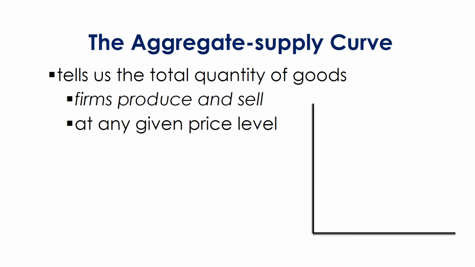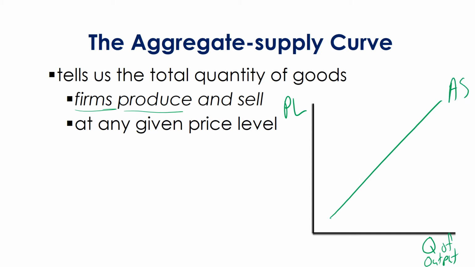All right, the aggregate supply curve basically tells us the total quantity of goods firms produce and sell, right? At any given price level. All right. And we briefly looked at this for a second. We've got our quantity of output, right? And we've got our price level, right? And our aggregate supply curve moves up like this.